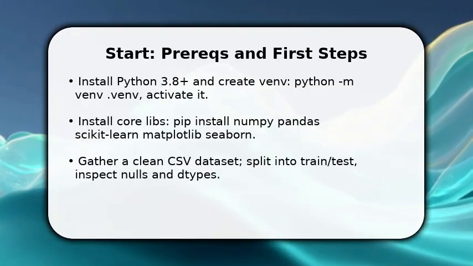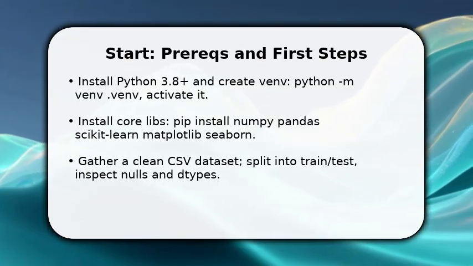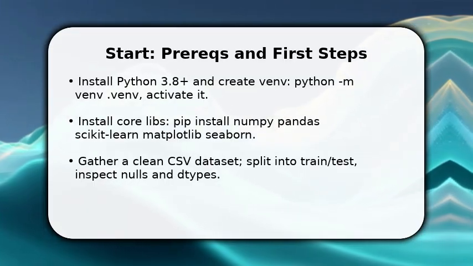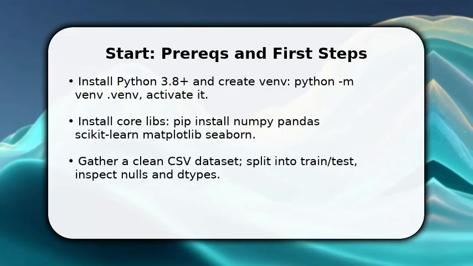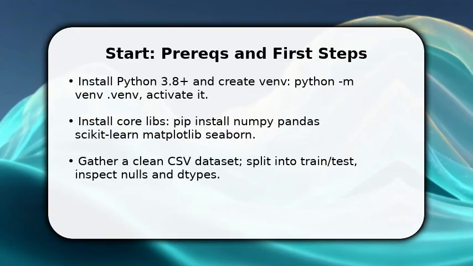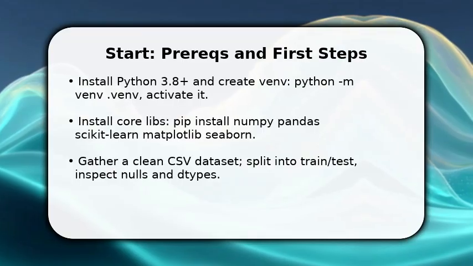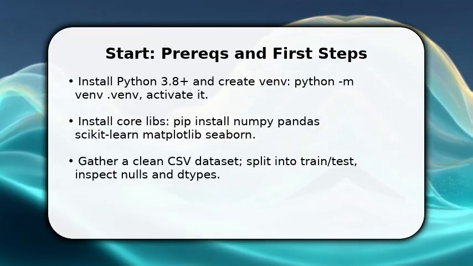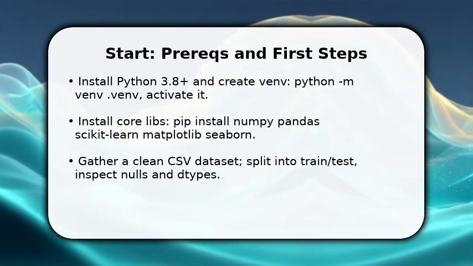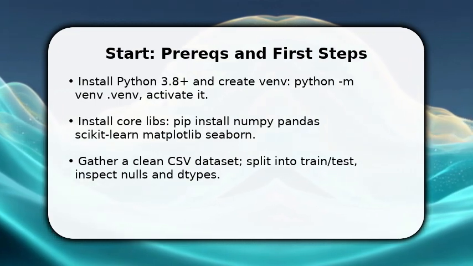You begin by ensuring your environment is ready. Create and activate a virtual environment, then pip install NumPy, Pandas, scikit-learn, Matplotlib, and Seaborn. Once done, load your CSV into Pandas, examine dtypes and null counts, and drop or impute missing values with simple strategies. You should also convert categorical columns with one-hot or label encoding. Finally, split your data into train and test sets so you have a clean holdout to evaluate model performance.